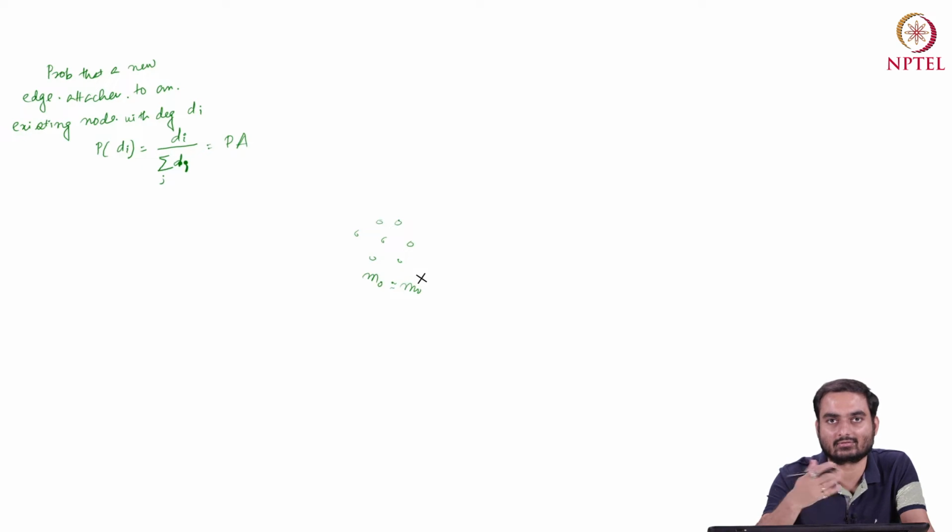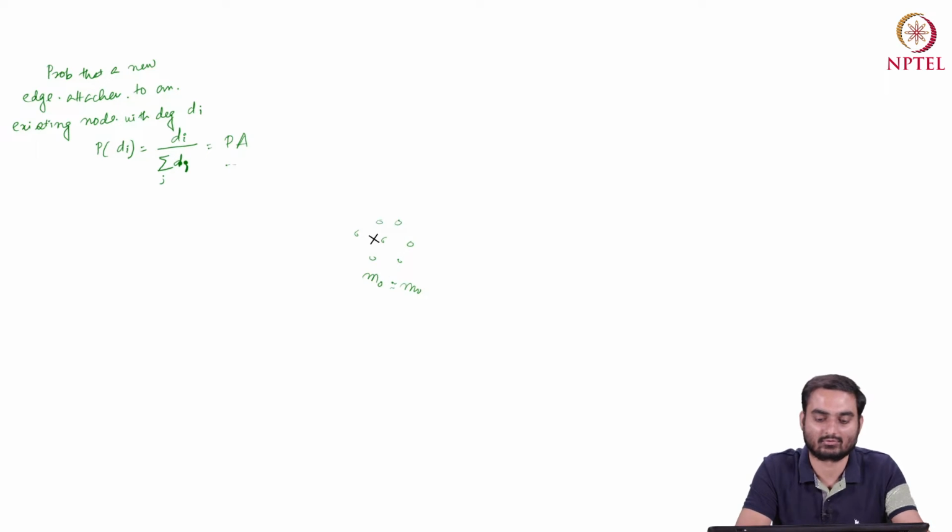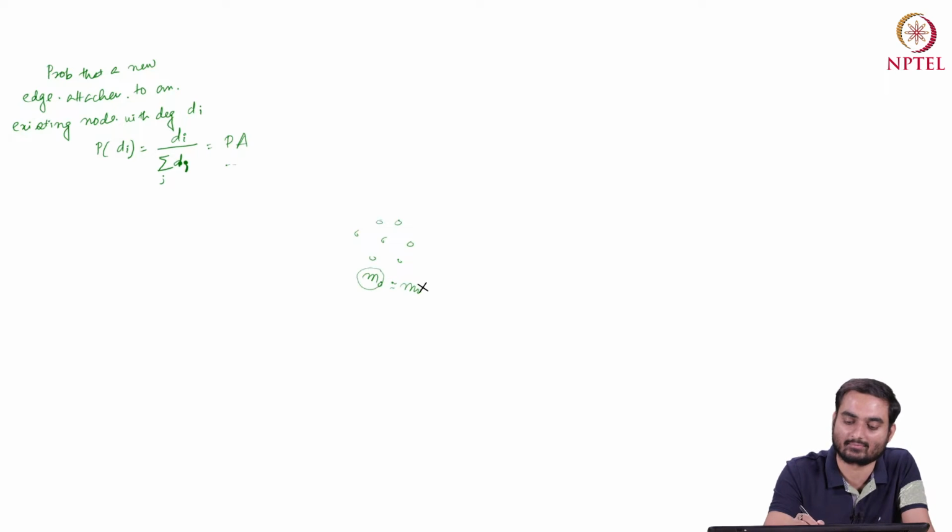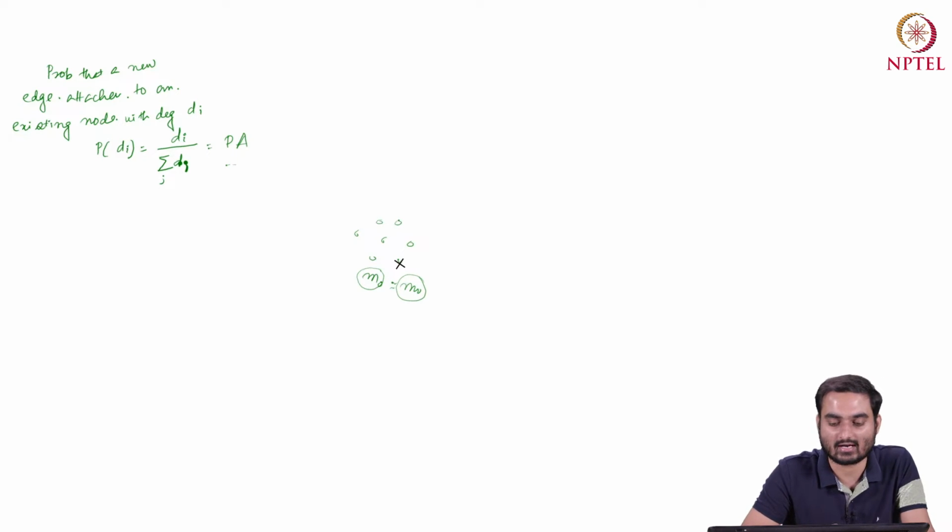You can assume that there is no edge, but if you assume there is no edge, then it would be difficult to calculate this probability, because nodes will have degree 0. So let us assume that on an average a node is connected to only one other node in the system. So roughly m0 number of nodes, roughly m0 number of edges. So you start with this setting, okay?